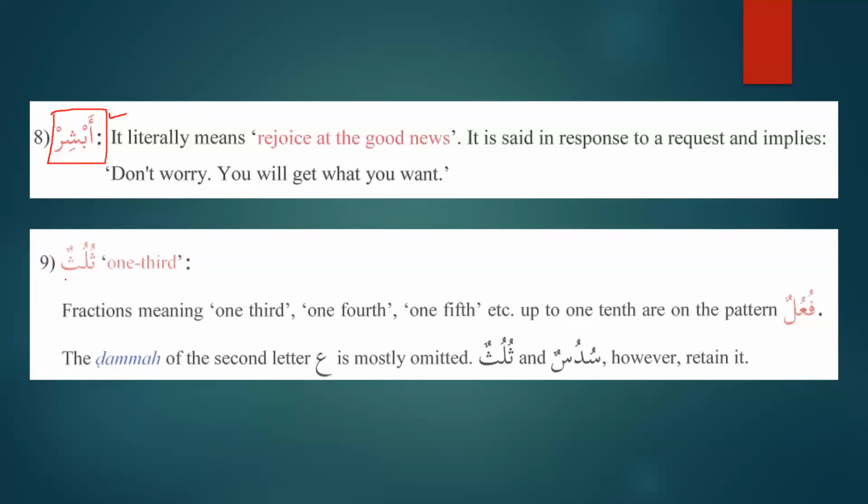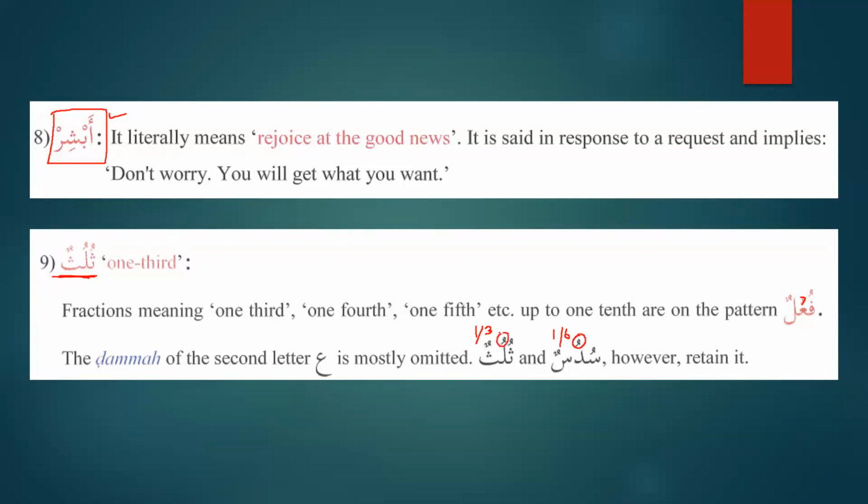Thuluthun is the pattern used when we talk about fractions like 1/3, 1/4, 1/5, and 1/6. This pattern is used for the fractions. In fact, the pattern used for fractions is fu'lun, and you can see that fu'lun is used whereas ainul kalima is sakin. However, you have two exceptions. When you want to say 1/3 and when you want to say 1/6, then the ainul kalima will take dhamma.